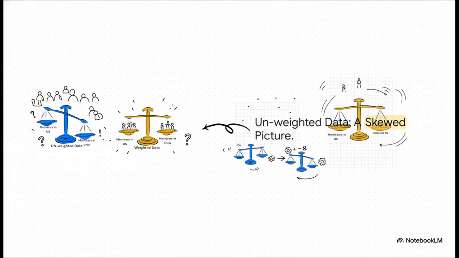A lot of the time, raw survey data looks exactly like this unbalanced scale. And that's usually because of something we call the response rate problem. It just means that even if your survey is perfect, some groups of people are simply more likely to answer it than others, and that can really throw your results out of whack.